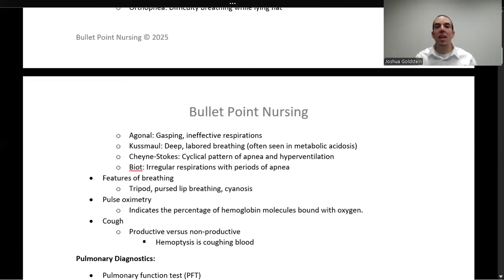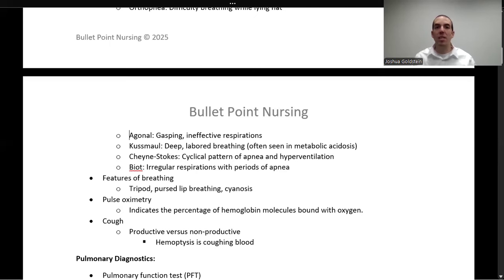Agonal breathing is where they're gasping or having ineffective respirations. Almost always when you hear the term agonal breathing, that's going to be the last few breaths someone takes before they die. Kussmaul respirations or Kussmaul breathing is deep labored breathing. And this is where the patient is moving a ton of air in and out of their lungs.